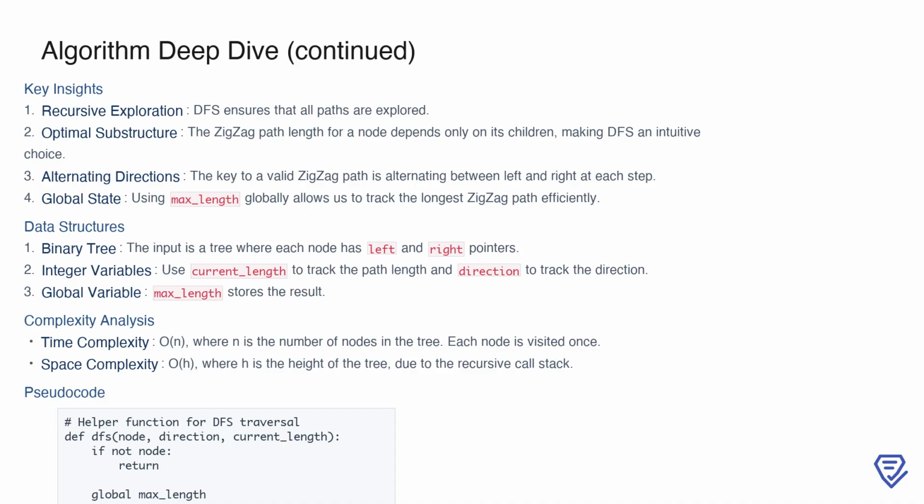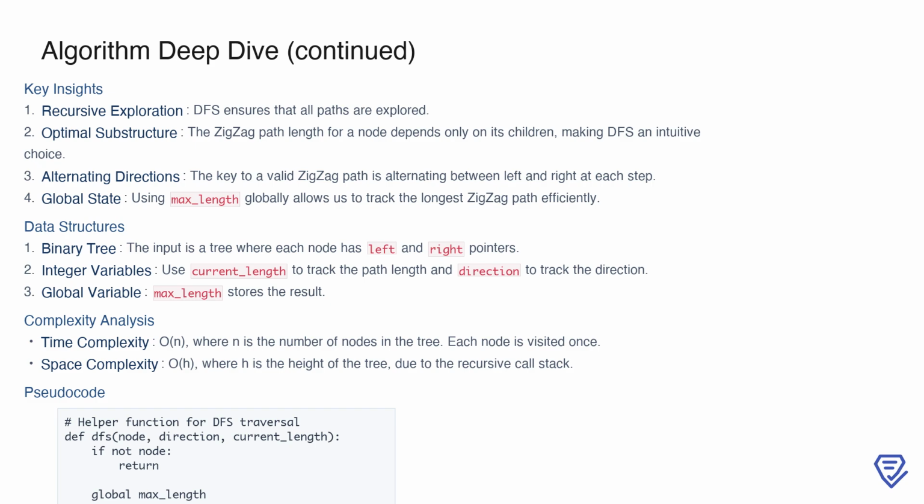First, the recursive DFS approach ensures that we explore every possible path in the tree. Second, the problem exhibits optimal substructure, meaning the zigzag path length for a node depends only on its immediate children, which makes recursion a natural choice. Third, the alternation between left and right at each step is the defining aspect of a valid zigzag path, and our algorithm explicitly enforces this. To achieve this, we use a combination of data structures, including the binary tree itself, integer variables to track the current path length and direction, and a global variable max_length to store the result.